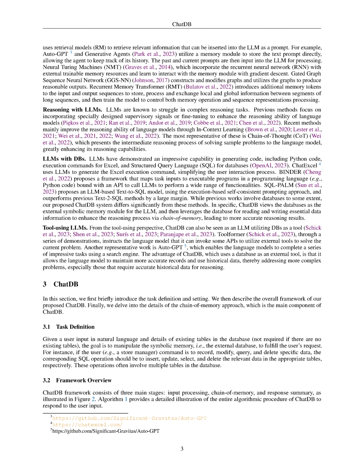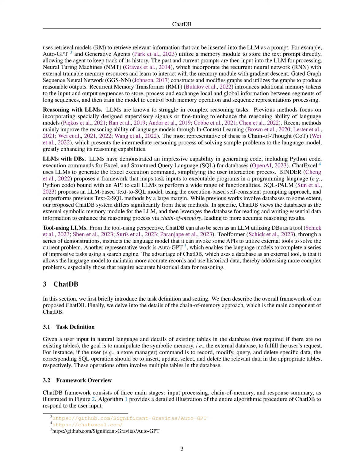The field has seen other advances, like the Neural Turing Machines, NTM, which combines recurrent neural networks with external trainable memory resources. There's also the Gated Graph Sequence Neural Network, GGS-NN, that uses graph structures for more meaningful outputs, and the Recurrent Memory Transformer, RMT, which includes additional memory tokens to handle and exchange information across long sequences.